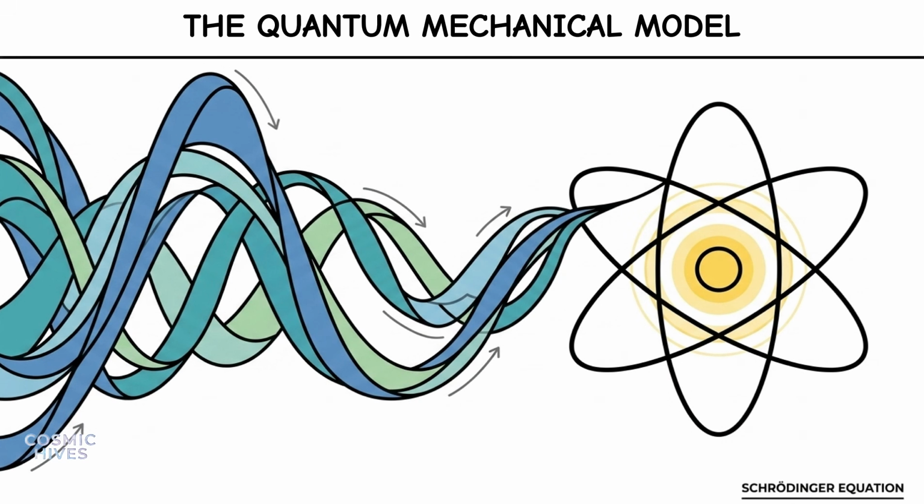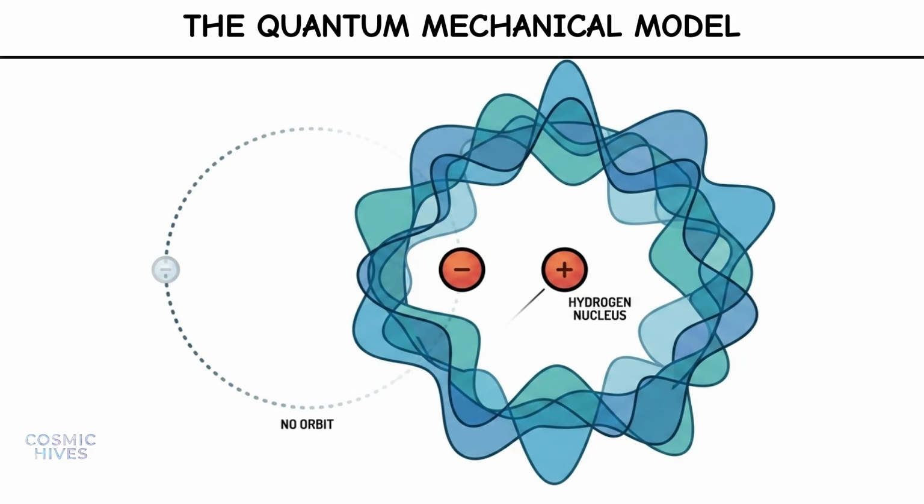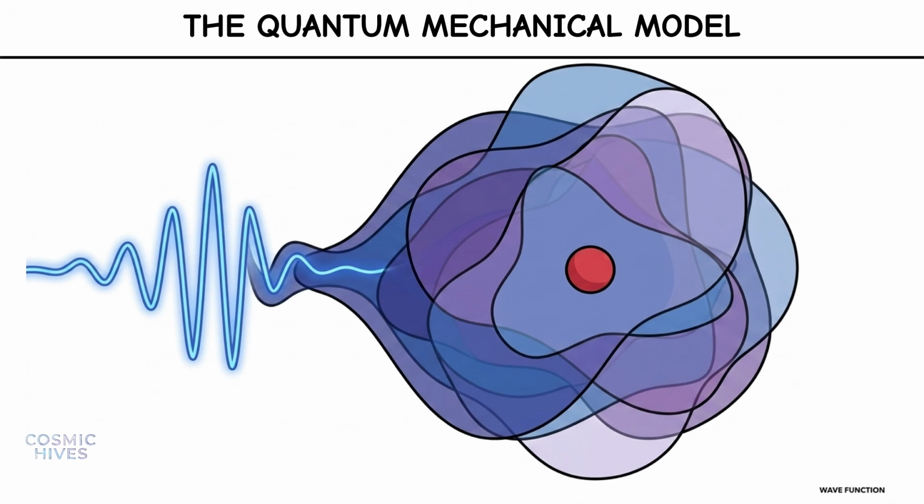Schrödinger wrote an equation, now simply called the Schrödinger equation, that describes how the wave associated with an electron evolves over time. Solving that equation for the hydrogen atom does not give you an orbit. It gives you a wave function, a mathematical object that, when squared, tells you the probability of finding the electron at any given point in space.